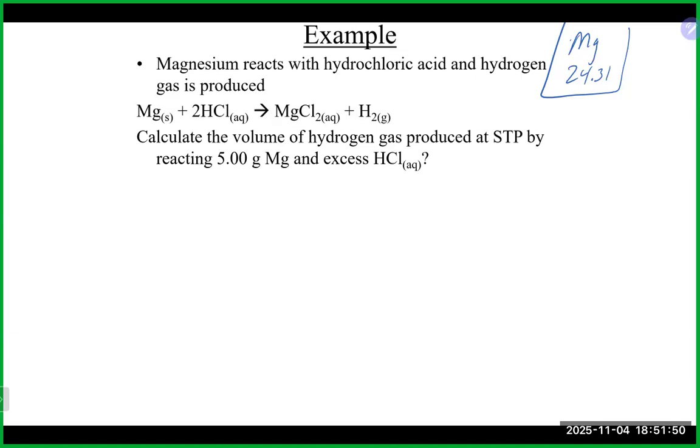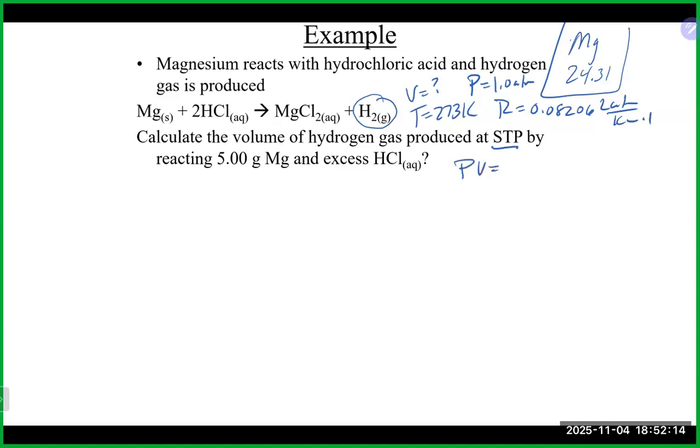We want to calculate the volume of hydrogen gas, which is over here. So we're looking for the volume. We are producing it at STP, which means the temperature is 273 Kelvin. The pressure is 1 atmosphere, as that is what STP stands for. Might as well throw it in there. We always have R, 0.08206 liter atmosphere per Kelvin mole. So if we think about the ideal gas law here for H2, we again have R, T, and P, and again, we're looking for the volume.